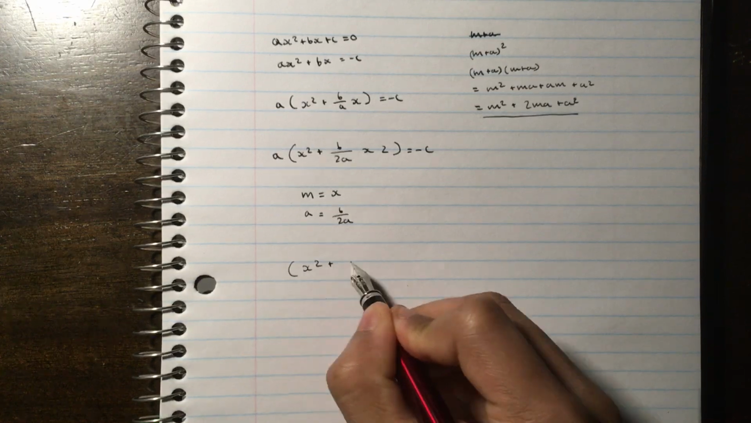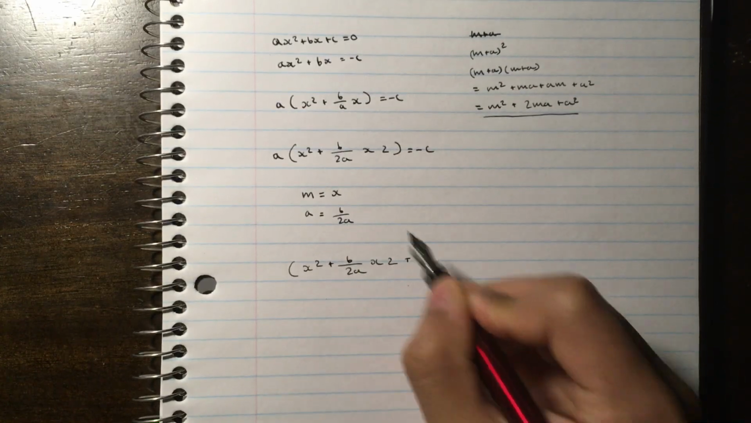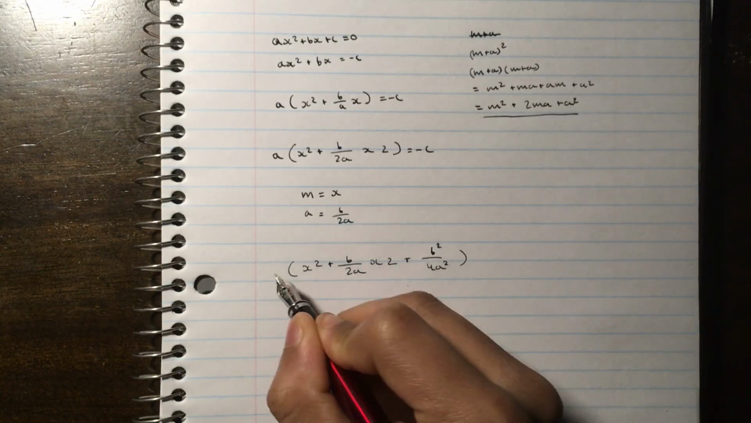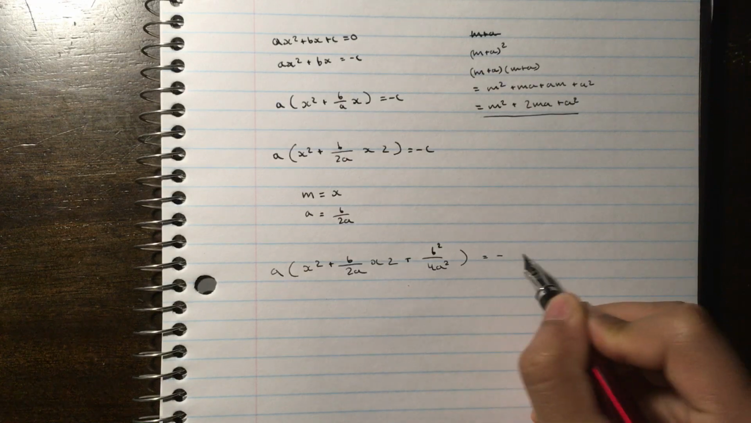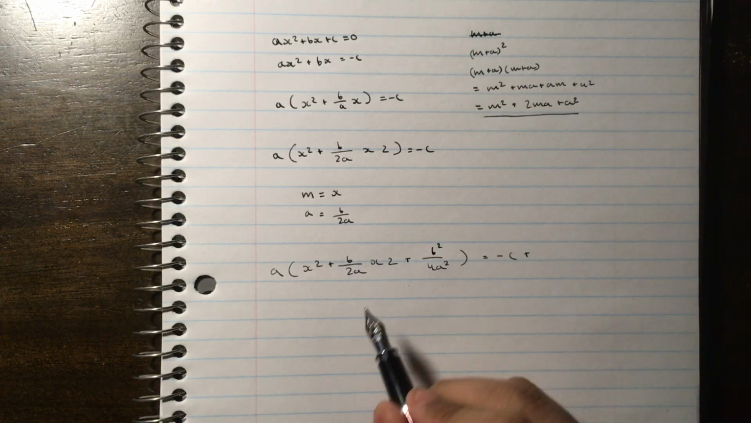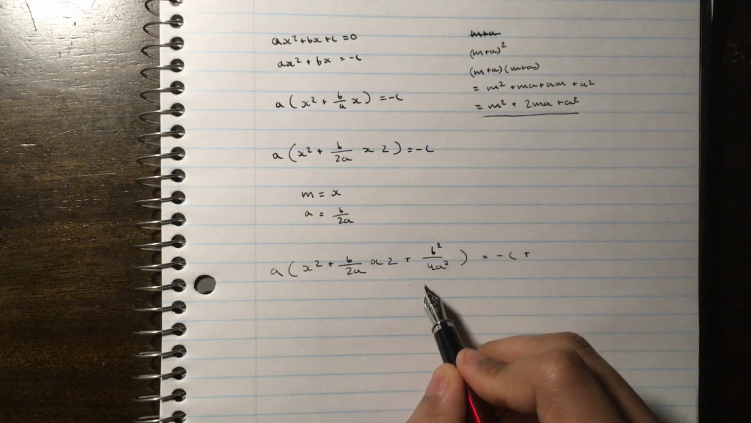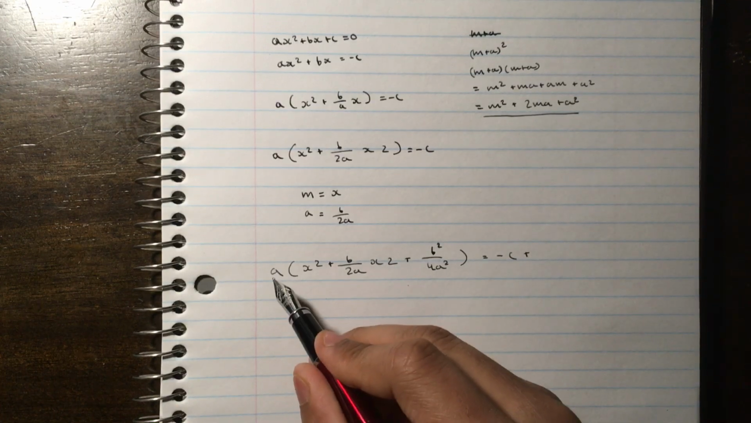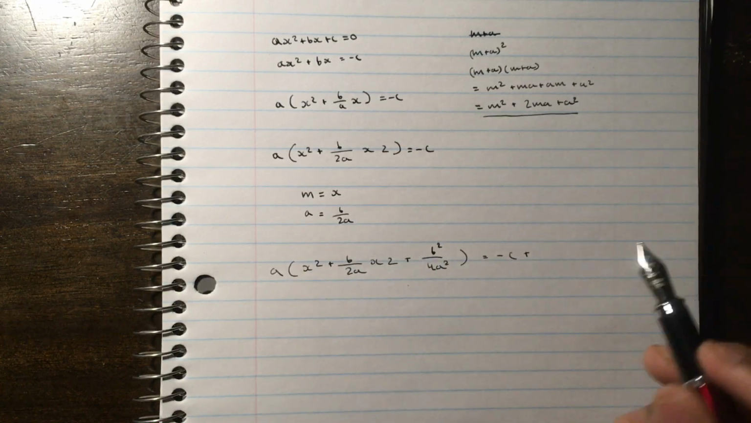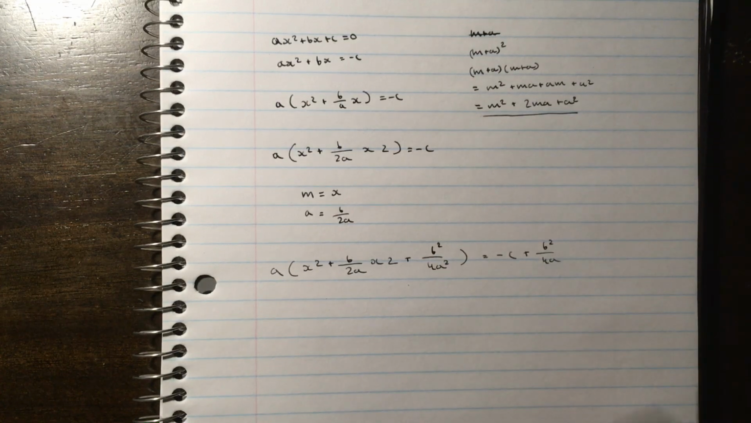We'll say a times x squared plus b over 2a times x times 2 plus b squared over 4a squared must be equal to negative c. And since we added this term, we must also add that to the other side. What we added is we pretty much multiplied by a and added to the other side, right? Which means we have b squared over 4a, right?